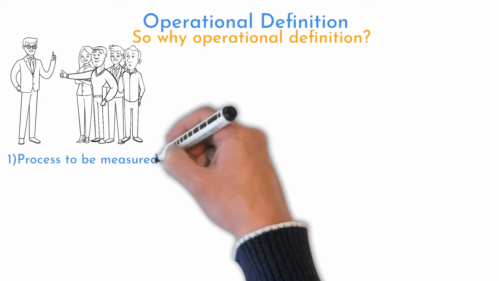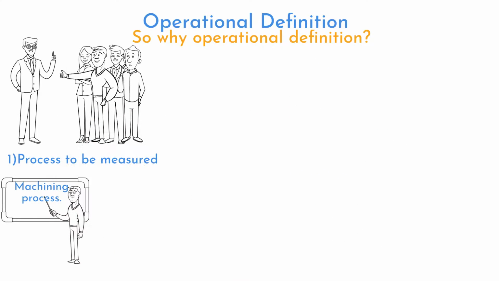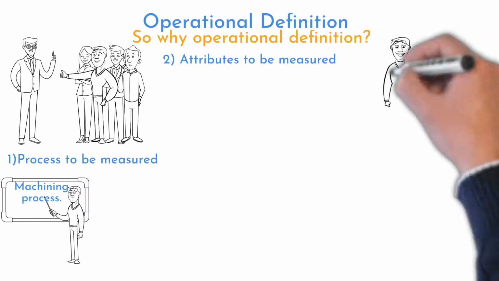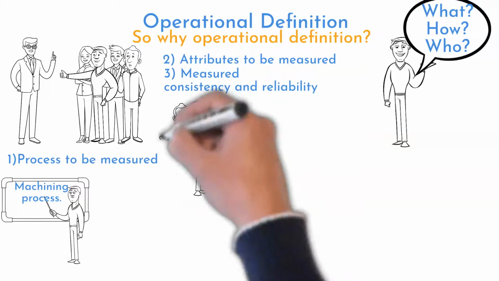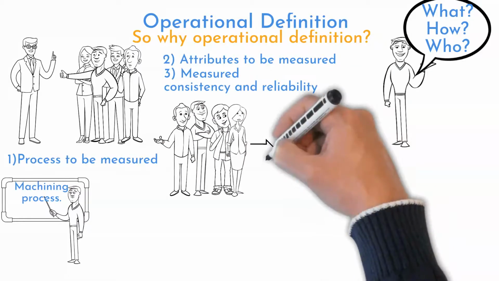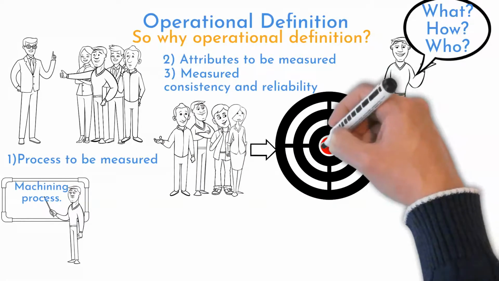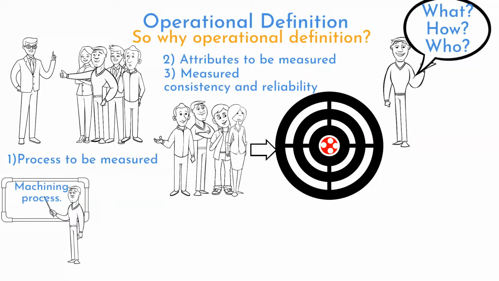Operational definition helps with guiding teams on what needs to be measured, defining the attributes to be measured: what, how, and who. It builds measurement consistency and reliability. That means that any person doing the measurement will acquire the same results.